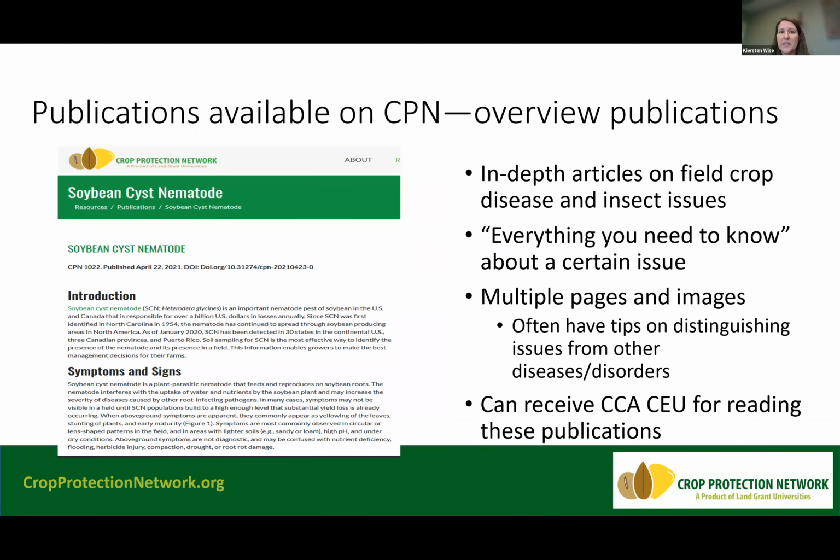We also have some publications. If you ever need to know anything about a certain disease issue, we have what we call our overview publications. These are pretty in-depth, but again, it's everything you need to know about an issue. There's multiple pages, there's tips on distinguishing diseases and disorders. And if you're a certified crop advisor, you can read this, take a quick quiz, and if you pass, you get certified education or continuing education credits for reading these publications.